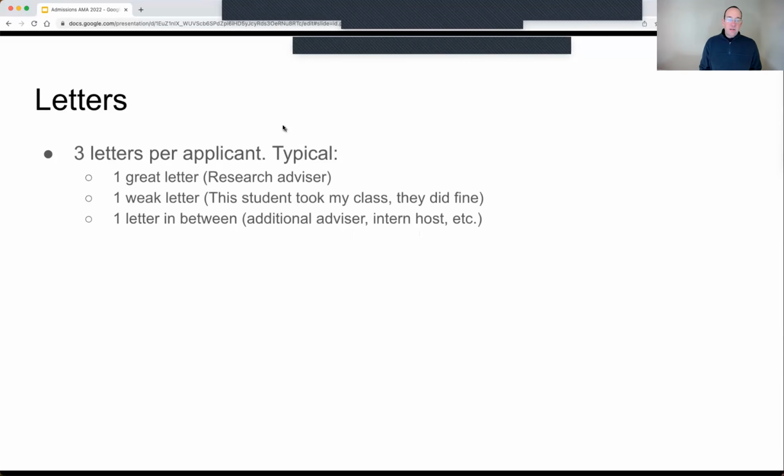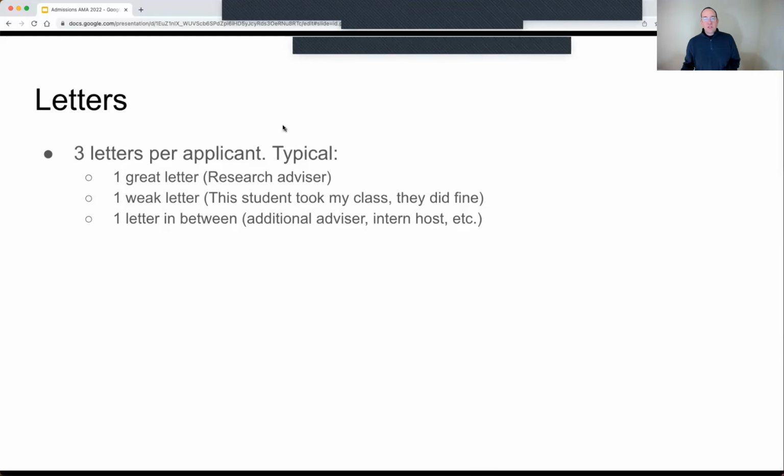And the weak letter is usually, this student took my class, they got an A. Okay, that doesn't really tell us any information. It's fine, because that we expect not to know any information there. And then many people have kind of an in-between letter. It might be they have an additional advisor, maybe they did research with another person, maybe it's an intern host, maybe it's a boss. So sometimes you have 2 letters, some research advisors, sometimes 1.